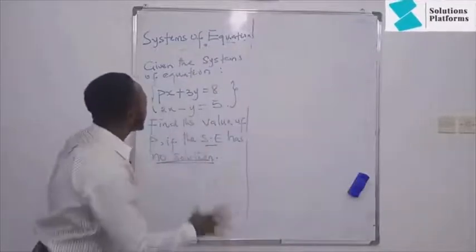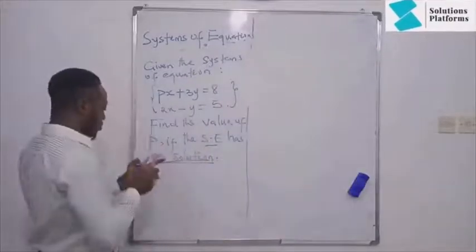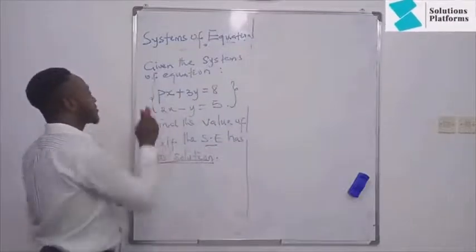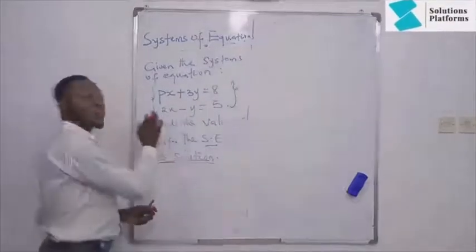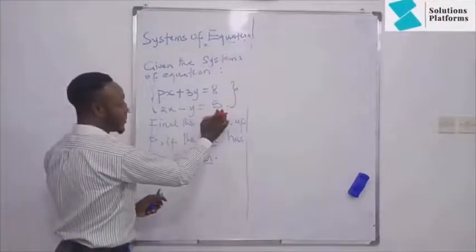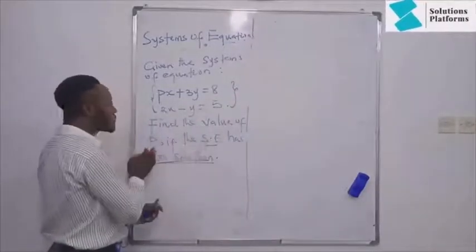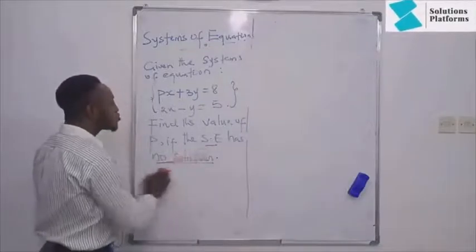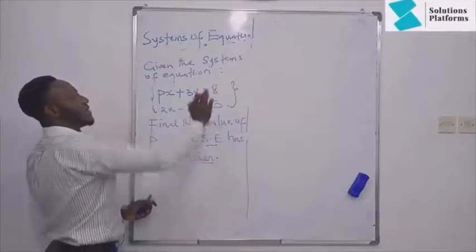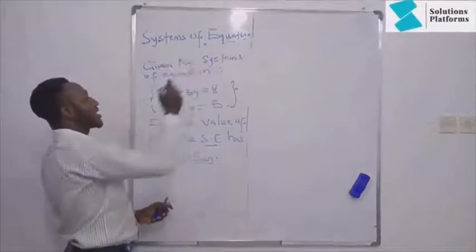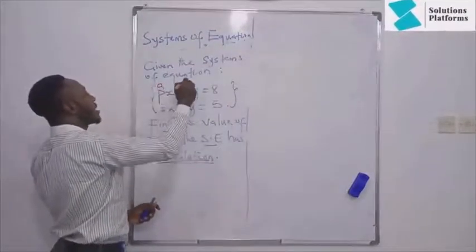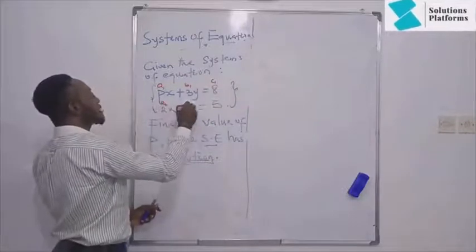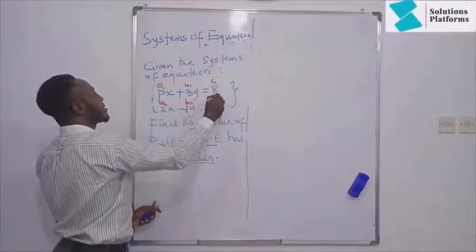Okay, so over to this question. This question says, given the system of equations px plus 3y equals 8, 2x minus y equals 5, find the value of p if the system of equations has no solution. Okay, the model I wrote here, say if this is my A1 and this is my B1, this is my C1. This is my A2, this is my B2, and this is my C2.